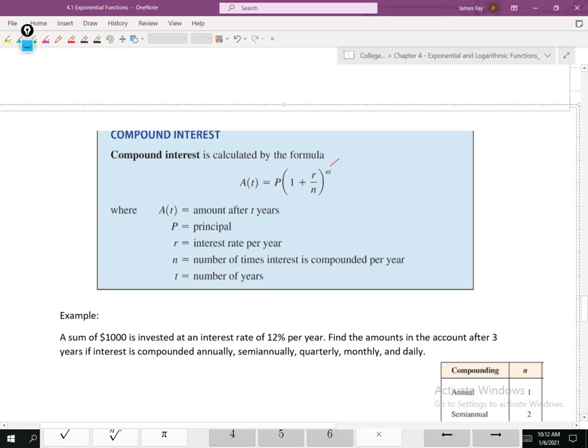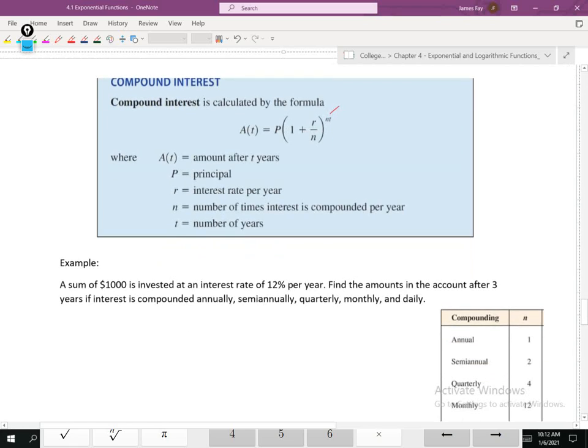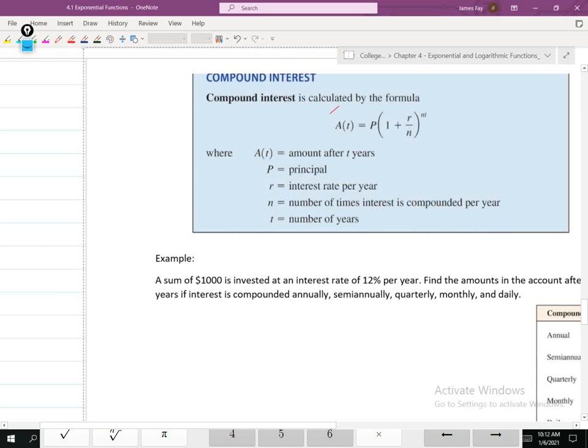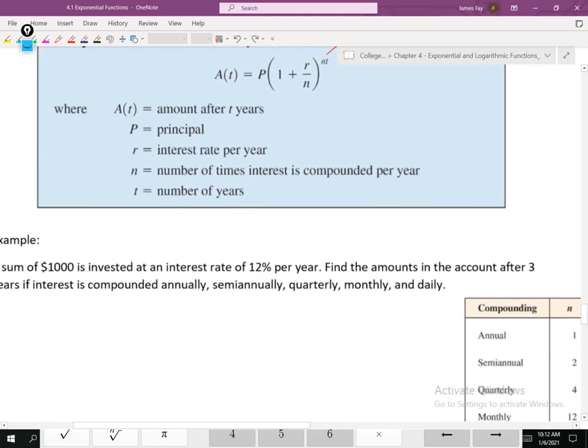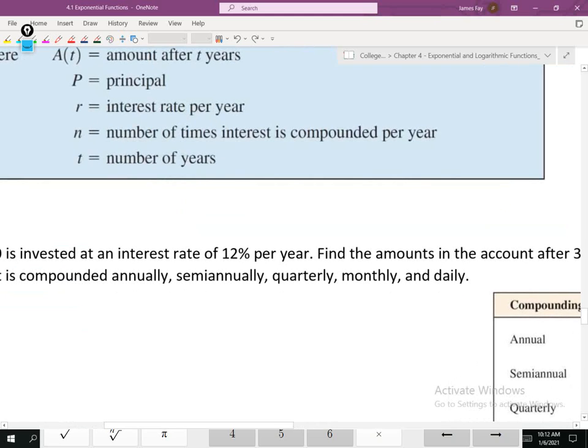In this situation down here, it says find the amounts in the account after 3 years if interest is compounded annually, semi-annually, quarterly, monthly, and daily. I believe we talked about those being kind of the key compound values. Okay, 1, 2, 4, 12, 365. We could do weekly, bi-weekly, that kind of stuff.